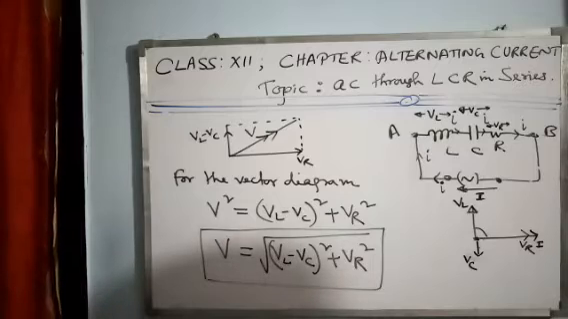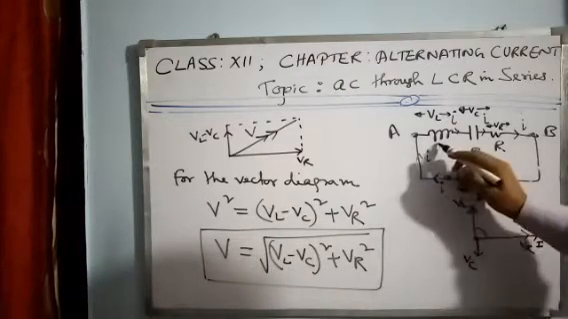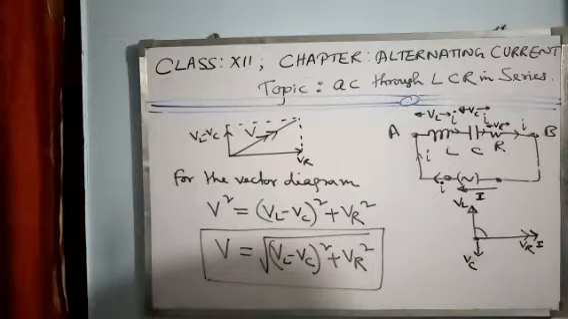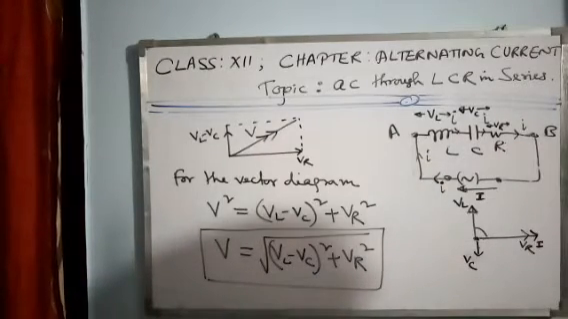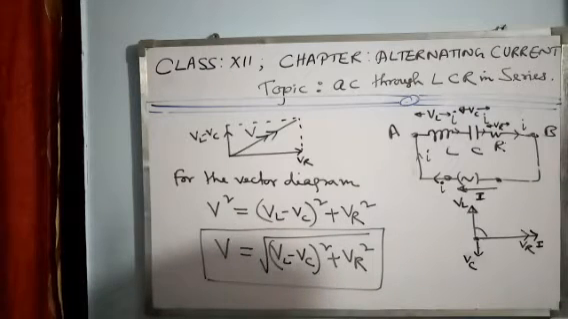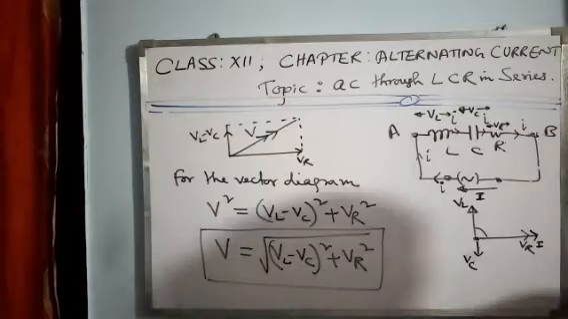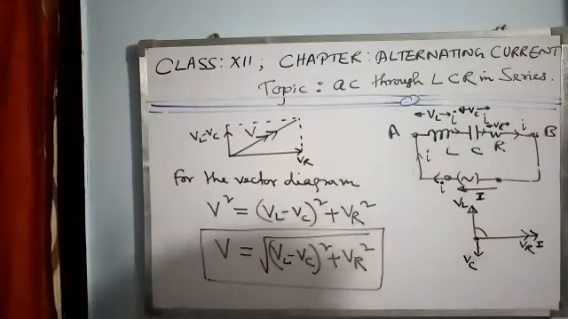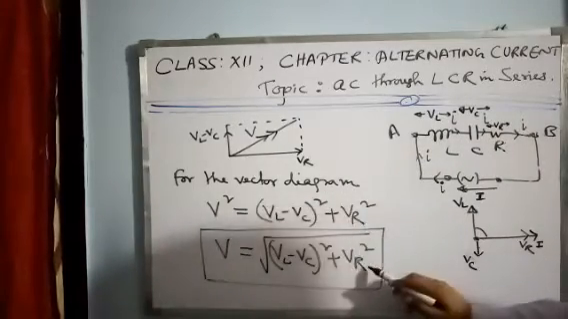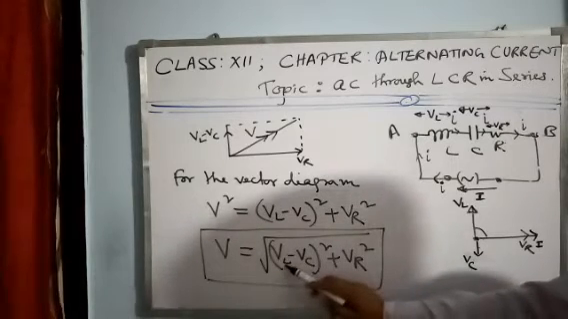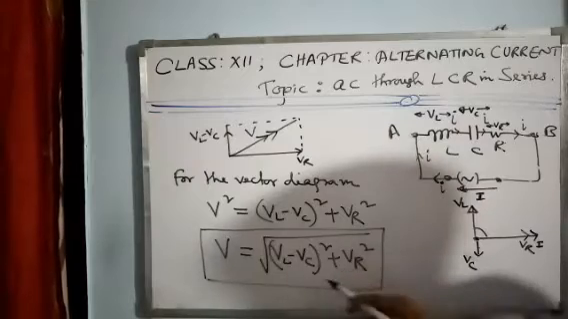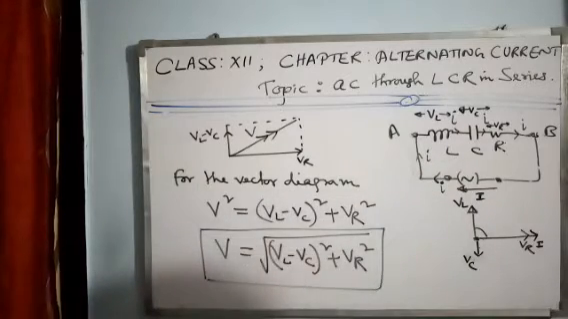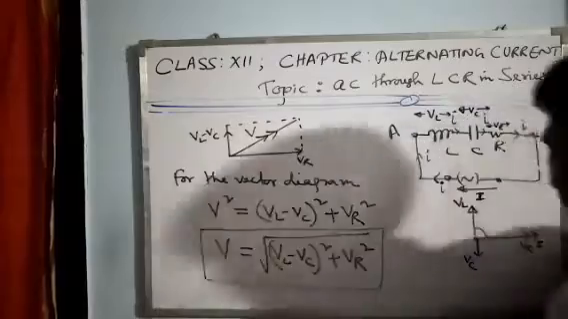Immediately the answer comes to our mind that 1 plus 1 plus 1, it will be 3 volt. But that is totally wrong, because you can't add them algebraically, you have to add them vectorially. So this is the formula. This is 1, this is 1, so 1 minus 1 whole square plus 1 square, whatever you get, that is the answer. So you cannot add it directly.